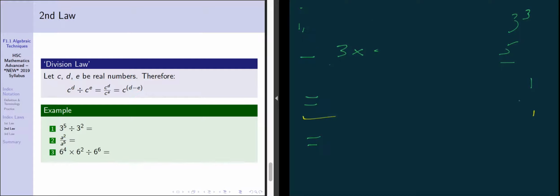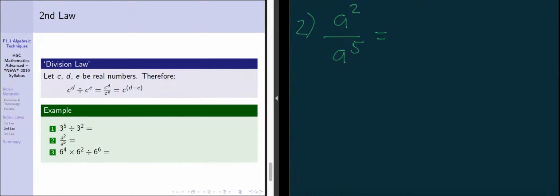If we now move on to the second one, this one is a bit trickier, but again, bear with me. We have a squared divided by a to the fifth. According to the law, in this scenario, we simply do a to the 2 minus 5, which is a to the minus third power.